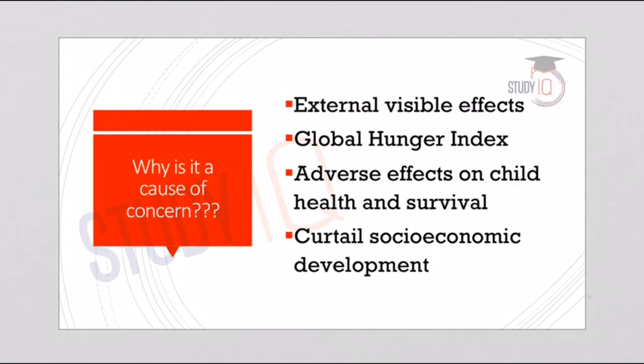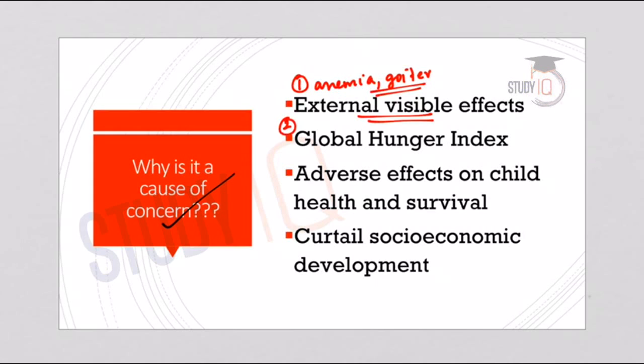Now let us understand why hidden hunger is a major cause of concern for India. The first reason is that there are various external visible effects of hidden hunger, or lack of micronutrients. The external visible effects of micronutrient deficiencies are anemia, goiter, etc. So this is one major reason why it is a cause of concern.